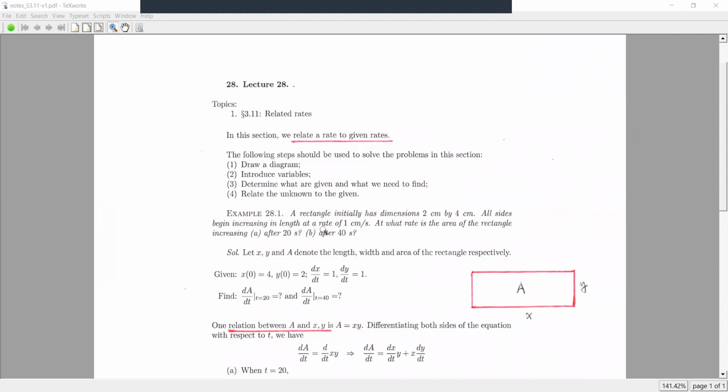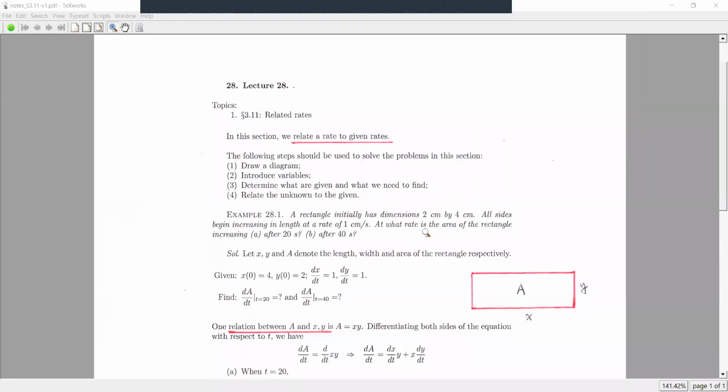A rate in this section is a derivative with respect to time t. The increasing rate of the length of the rectangle is 1. In other words, the derivative of x with respect to the time t is 1. The increasing rate of the width of the rectangle is 1. That is, the derivative of y with respect to the time t is 1. These are all given to us.